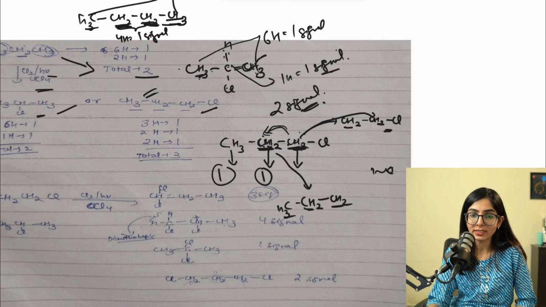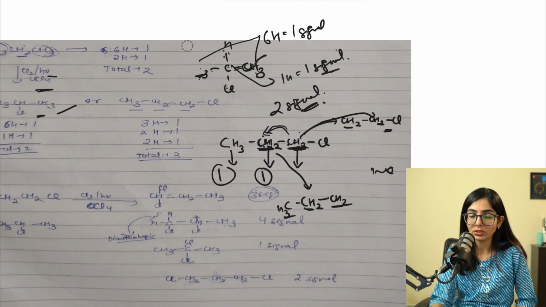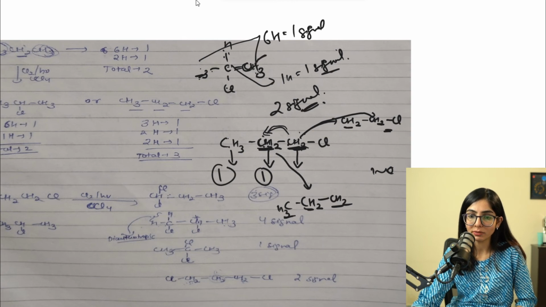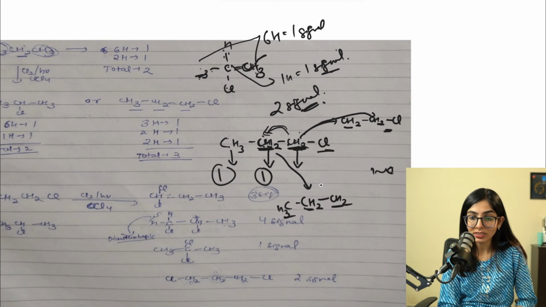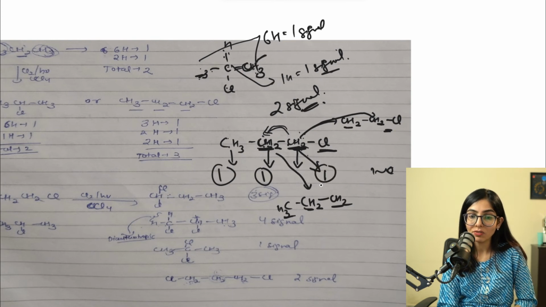But over here, it is different. Over here, it is not connected to the same CH3 on both sides. It is connected to a different atom over here, that is Cl. So these two hydrogen will face a different environment and will give one signal over here. So basically we'll be getting three signals over here.